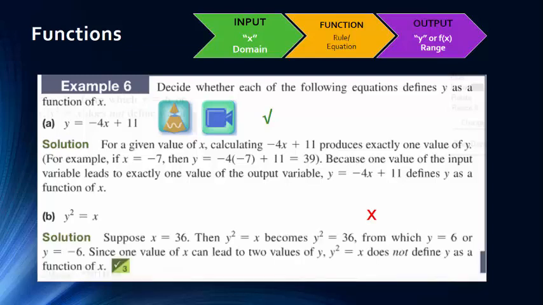And here's the same example with x equals 36. So y squared equals 36, from which y equals 6 or y equals negative 6. Since one value of x can lead to two different values of y, this equation does not define a function.